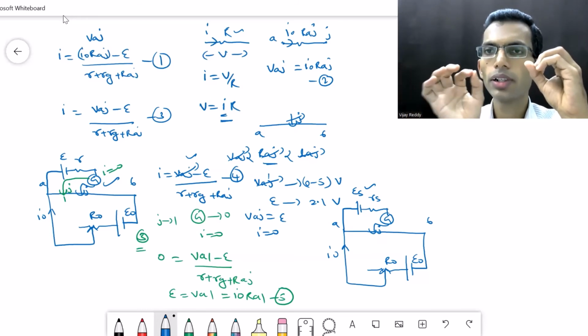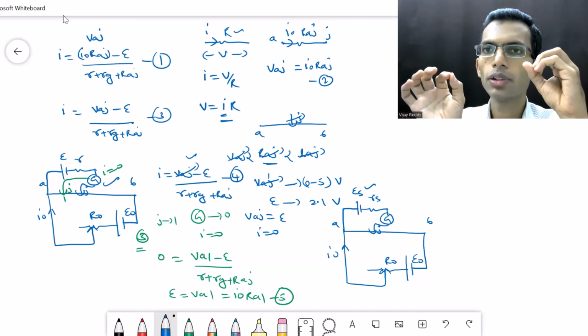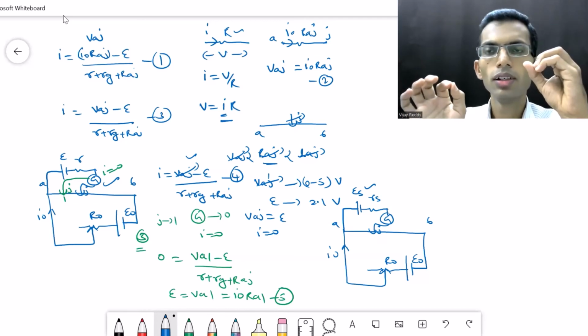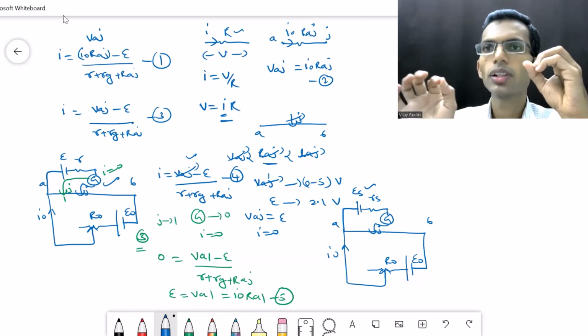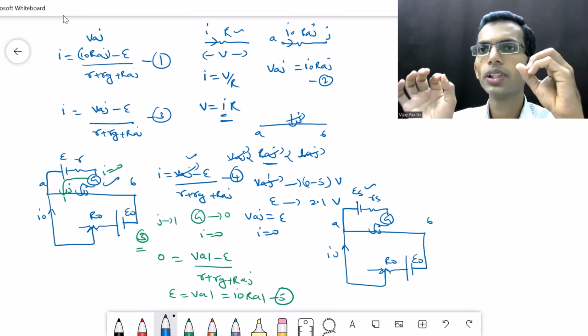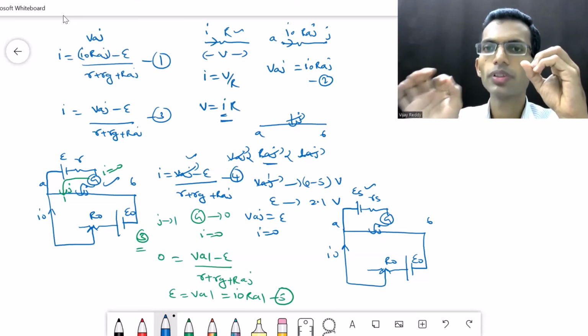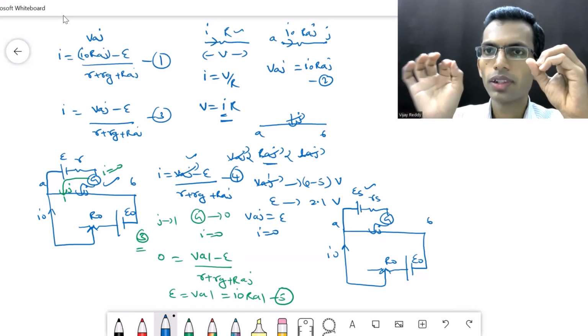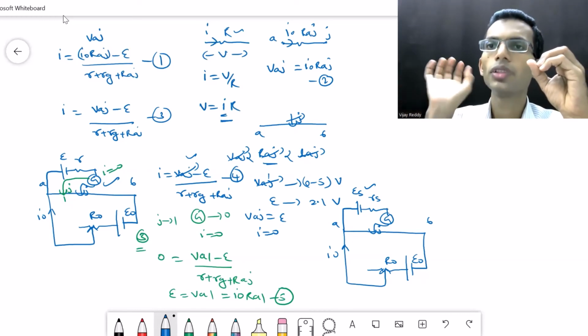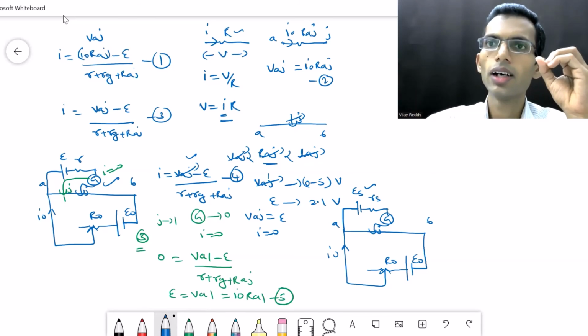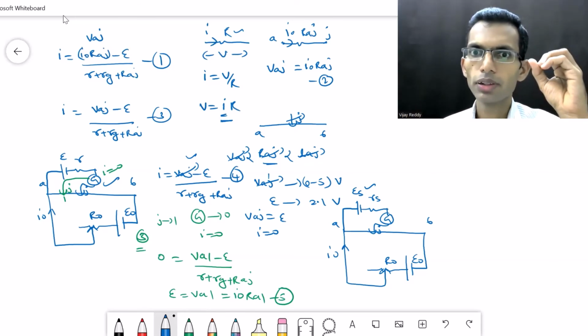Let us say at a particular position of the moving contact, the galvanometer shows 0 deflection. At that particular position, what happens? We saw earlier that the EMF of the standard cell becomes equal to the potential difference between the junction and that particular moving contact position. That's all. Now let us write the current expression for this.